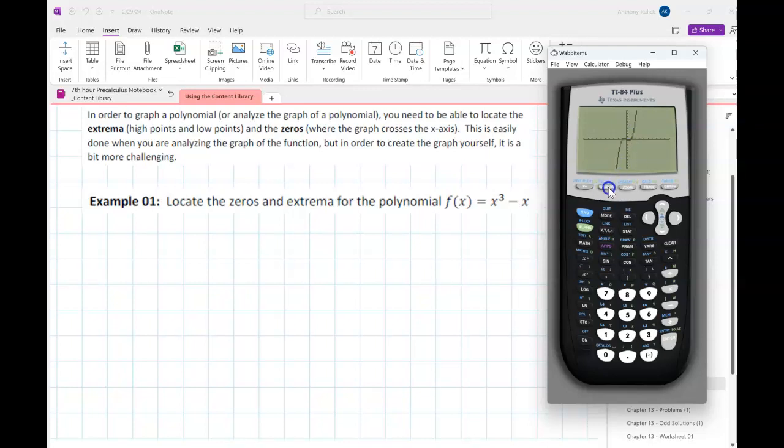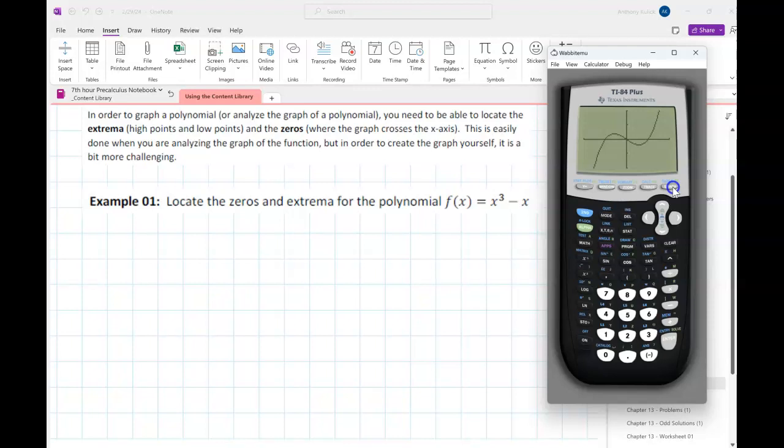So what I'm going to do is press the window button, and I'm going to reset my x and y ranges to go from -2 to +2. So the x min I'm going to make -2, and the x max I'm going to make +2, and the y min I'm going to make -2, and the y max I'm going to make +2. And then I'm going to regraph after that. Essentially what I've done is just zoomed in my graph so I can get a better picture of what's going on. Is everybody okay with that?